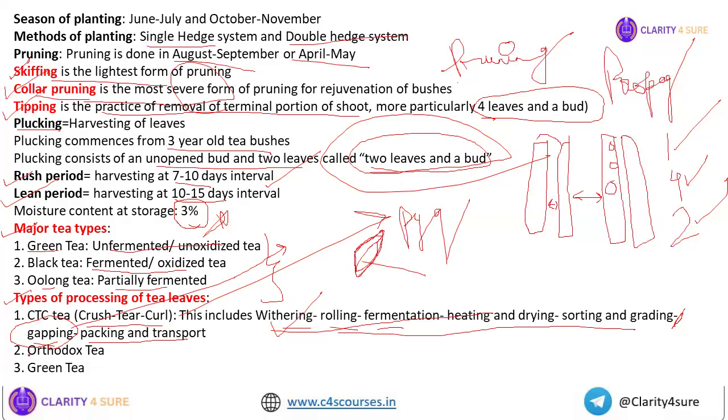The next we have is the orthodox tea and the green tea. So these are the three types of processing of tea leaves, and these are the three major types of tea. Okay, right. So this is all about tea, the major points that you need to consider for IBPS AFO and NABARD grade objective questions.